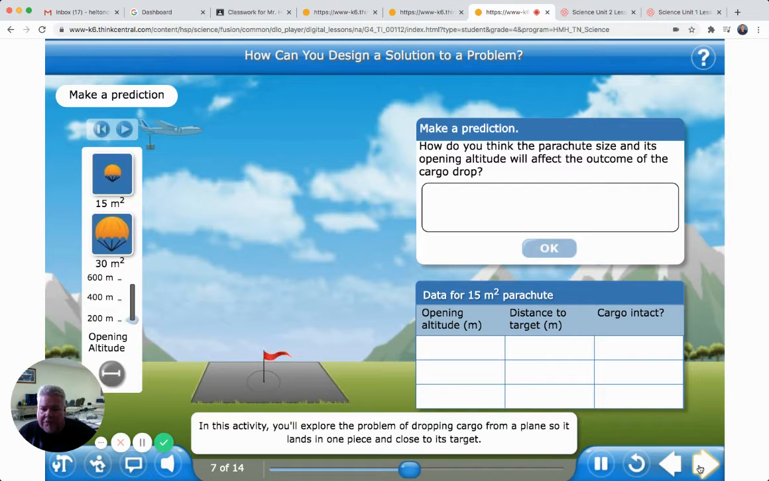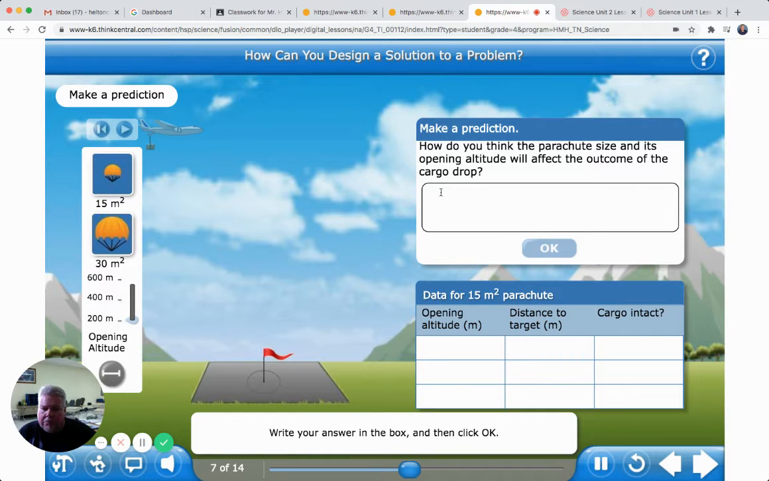In this activity, you'll explore the problem of dropping cargo from a plane so it lands in one piece and close to its target. You will investigate how the size of the cargo's parachute and the altitude at which it is opened affect the outcome. Make a prediction. How do you think the parachute size and its opening altitude will affect the outcome of the cargo drop? Write your answer in the box and then click OK.